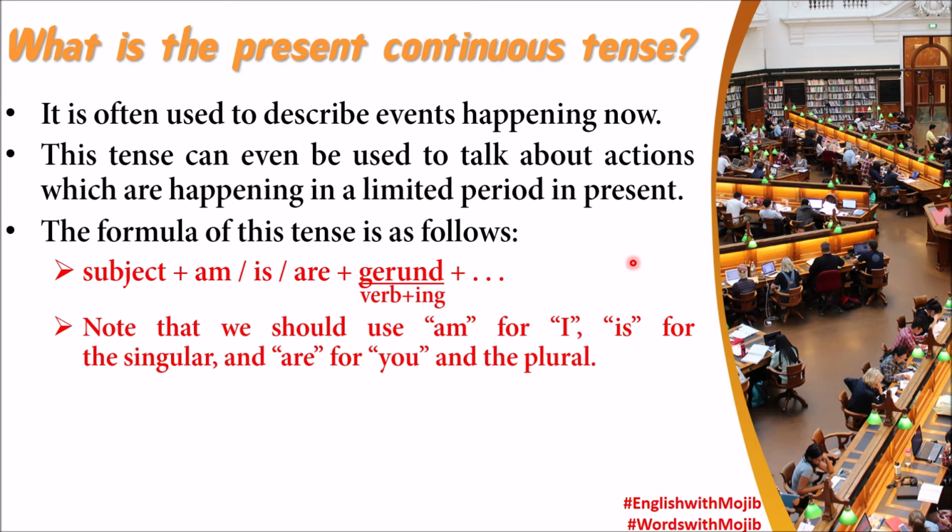The formula of this tense is as follows. Subject plus am, is, are plus gerund, or verb plus ing, and the rest of the sentence. Note that we should use am for I, is for the singular, like he, she, this pencil, that boy, my father, your mother, and are for you and the plural. Plural nouns like those boys, or the schools, or my pens.